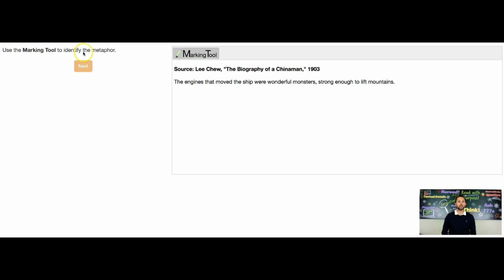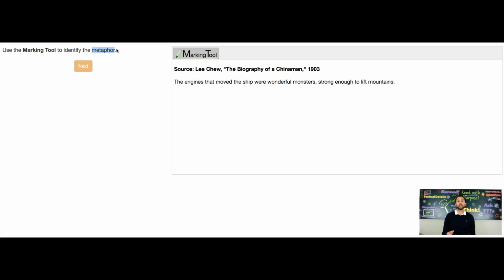Use the marking tool to identify the metaphor. All right, first we need to understand what a metaphor is. A metaphor is a comparison between two things, and it doesn't use like or as, so that's one way that we can identify quickly if this is a simile or if this is a metaphor. So if it doesn't have like or as, then it's going to be something else.